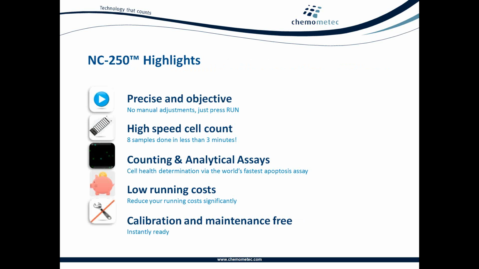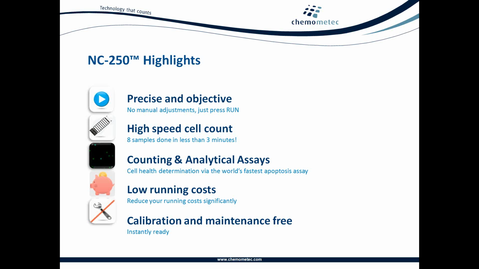So if we go on, we have an instrument that is objective. There is no focusing. There is no need for other things. Just load your sample, press run. We get high-speed cell counting on this instrument, as we do on all of our instruments. In this case here, we have 8 samples done in less than 3 minutes. So we do the counting and we do the analytical assays of the cell health determination. This is what we're going to discuss later and what this webinar is all about.